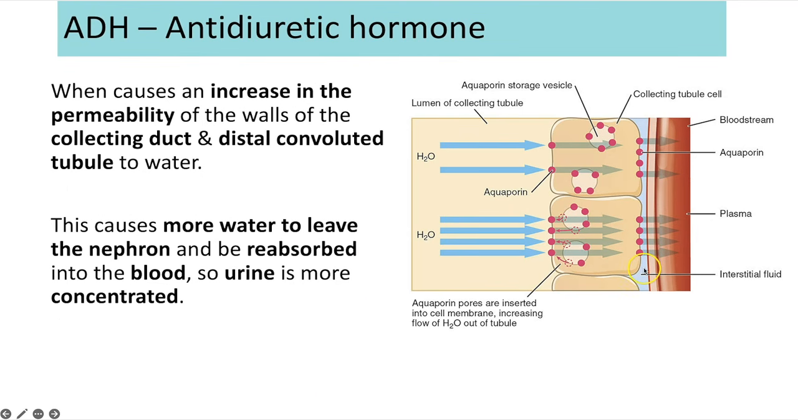So that's what we can see happening here, and it results in lower volumes of urine being created, which are more concentrated. So we can see here, these are the vesicles that contain the aquaporins, which are being represented by these pink circles. Those vesicles then move and fuse with the cell surface membrane, so you get lots more aquaporins being embedded, and therefore more water can travel through the aquaporins back into the blood.